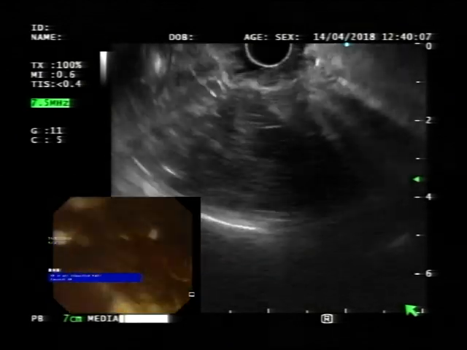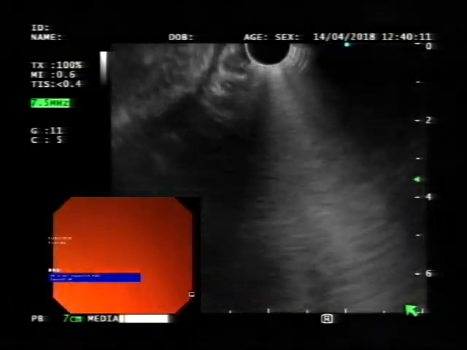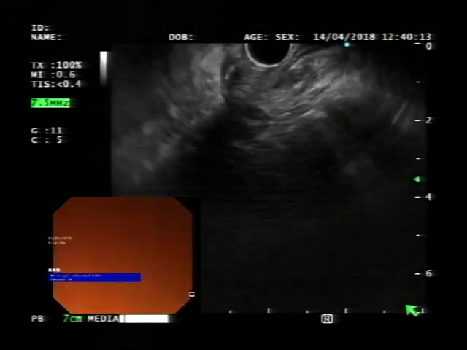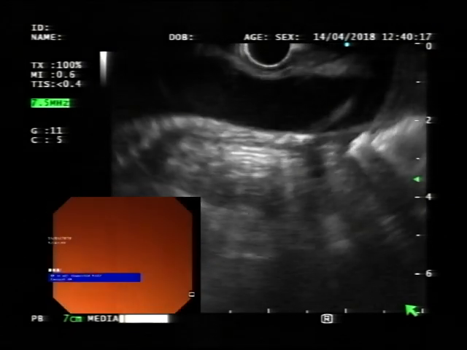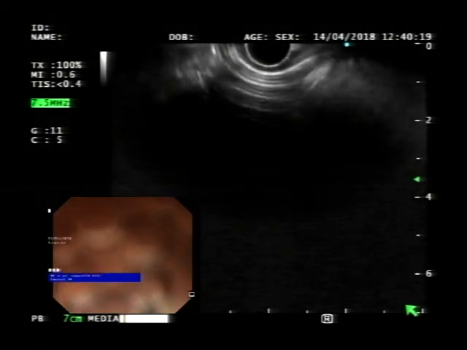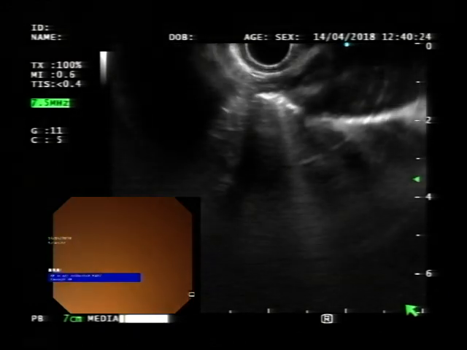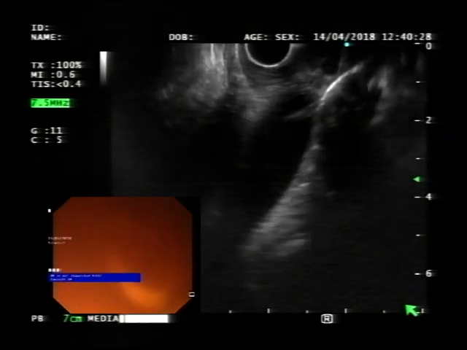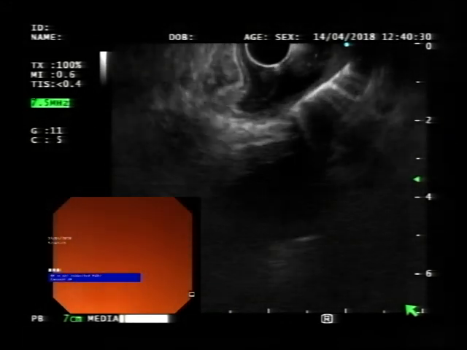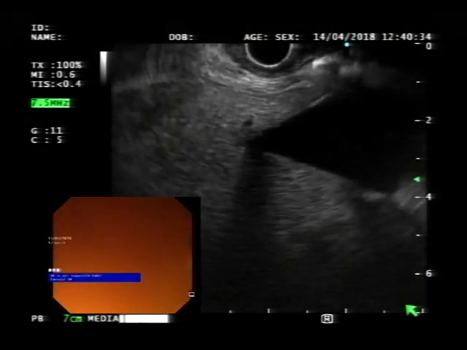just come back. You're looking at the stomach here, so just come back. Yeah, there you go. Just follow the aorta. You see, you're right on the liver now.